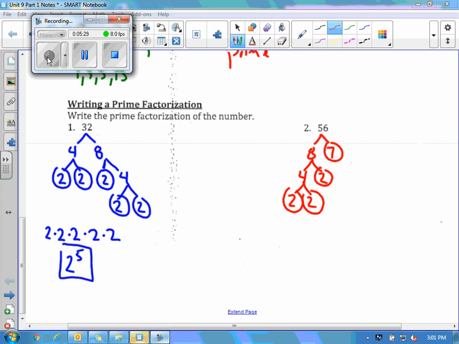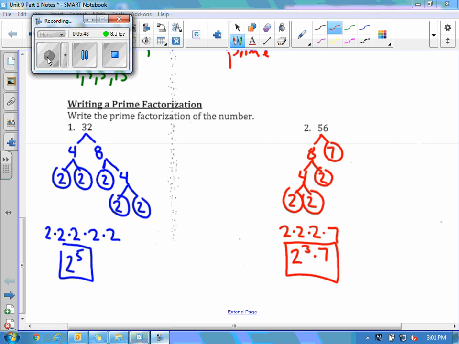Now I need to write them as multiplication, and I'm always going to go from smaller number to biggest number. So I'm going to go 2 times 2 times 2 times 7. Now if you look, I have 3 2's, so I need to write that as an exponent. That's 2 to the 3rd times 7, and that's my final answer.